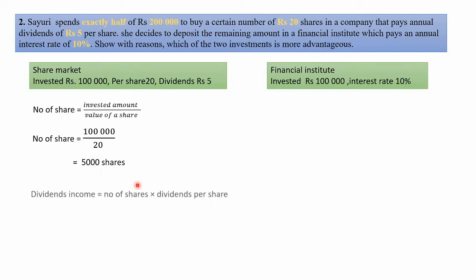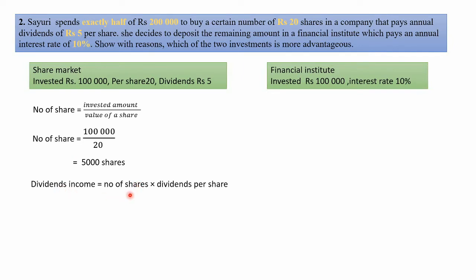5,000 shares. Then dividend income is the number of shares into the dividend per share. She has 5,000 shares. So how do you find the number of shares? 5,000. Dividend per share is 5. 5,000 into 5 is 25,000 rupees. Next one, income from the financial institute.